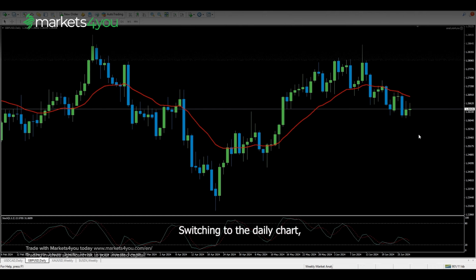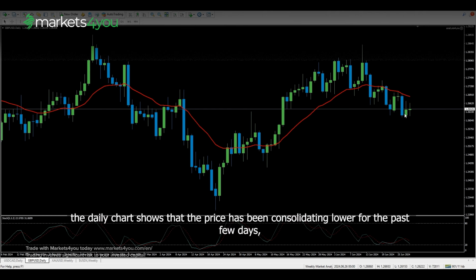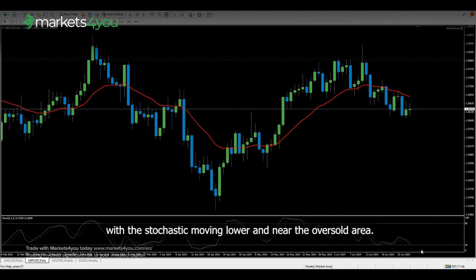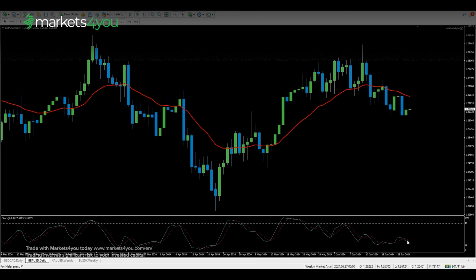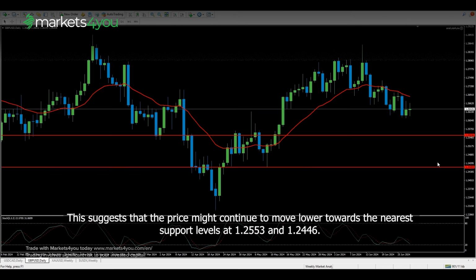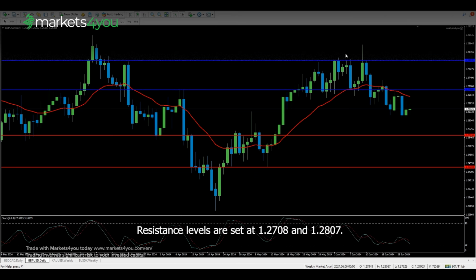Switching to the daily chart. The daily chart shows that the price has been consolidating lower for the past few days, with the stochastic moving lower and near the oversold area. This suggests that the price might continue to move lower towards the nearest support levels at 1.2553 and 1.2446. Resistance levels are set at 1.2708 and 1.2807.